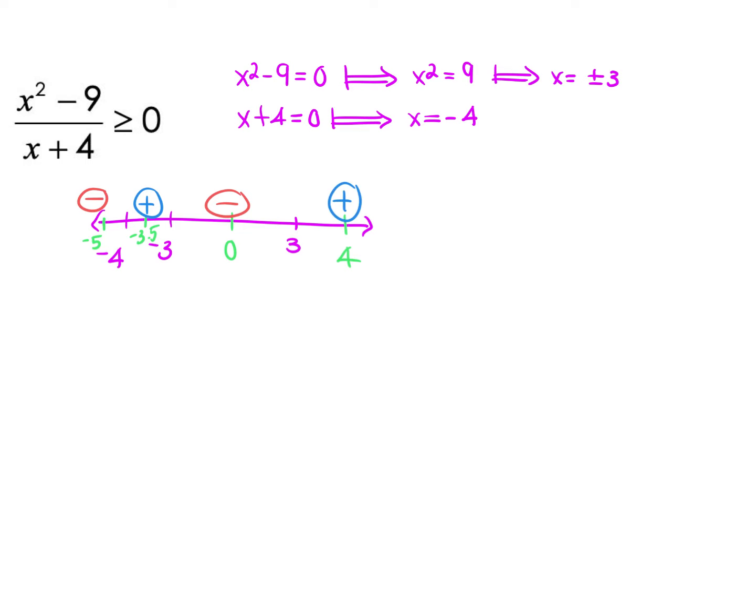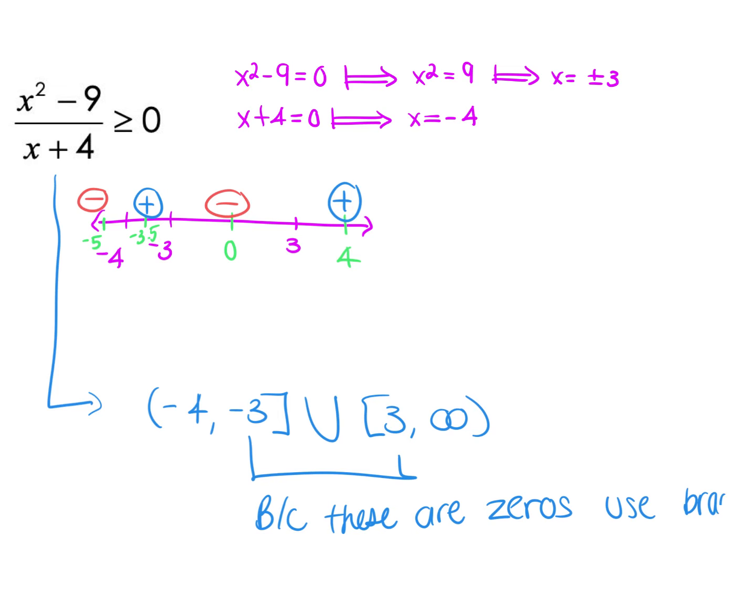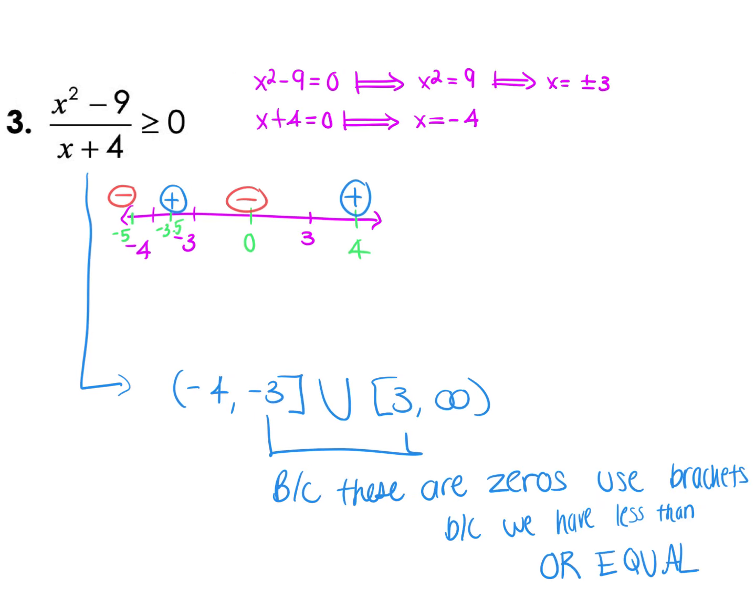So when this function is greater than or equal to 0, we'll be from -4 to -3 bracket union 3 to infinity. And we're using brackets here because these are zeros. If we were using the vertical asymptotes, they wouldn't include them. So use brackets. And more importantly, it's because we have the less than or equal part.